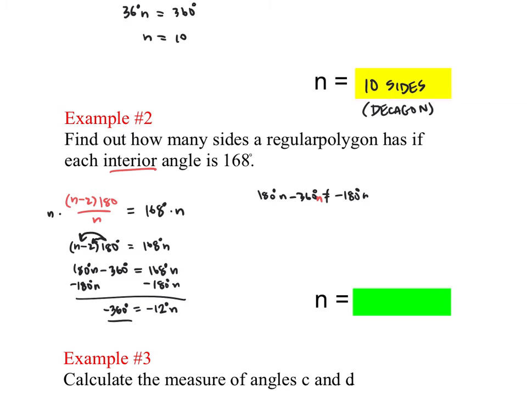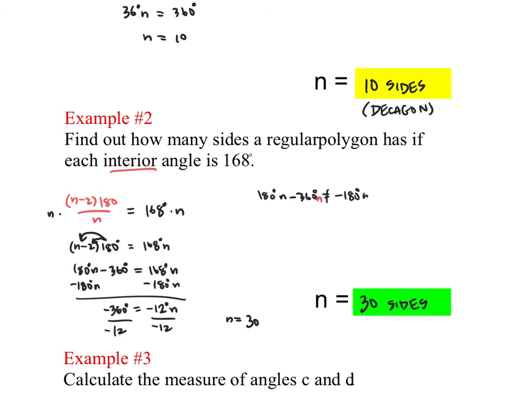I'm going to divide both sides by negative 12. All right, now how many times does 12 go into 36? Goes in 3 times. Therefore, it goes in 30 times to 360. So we'd have a 30-sided polygon.